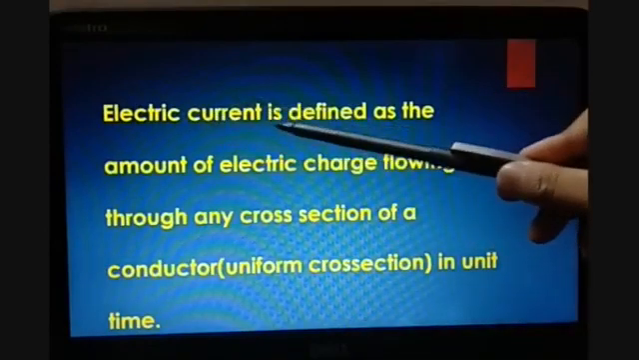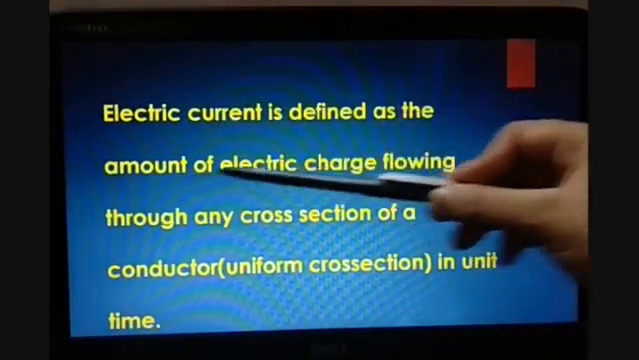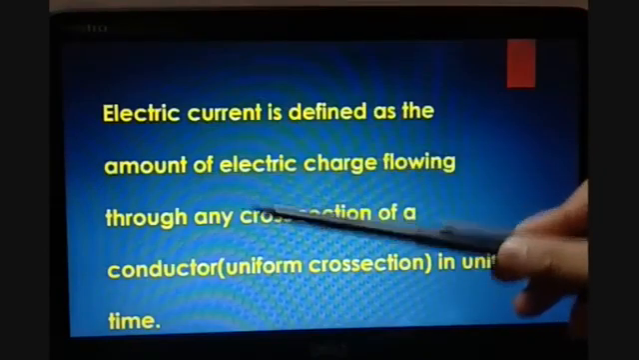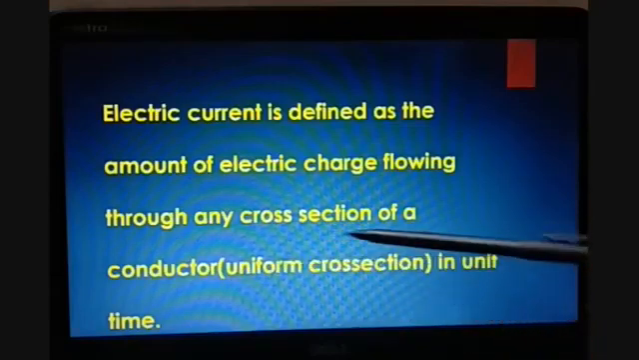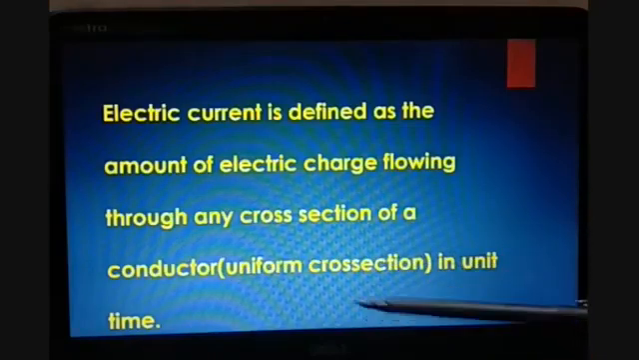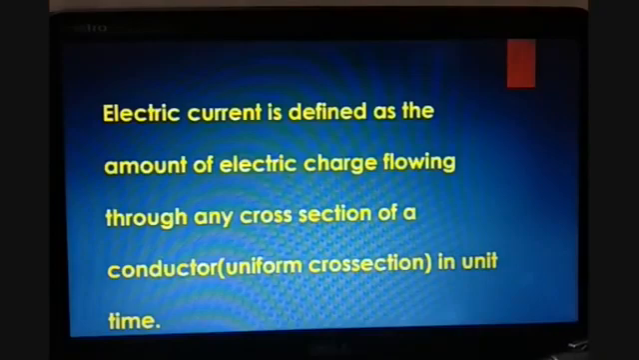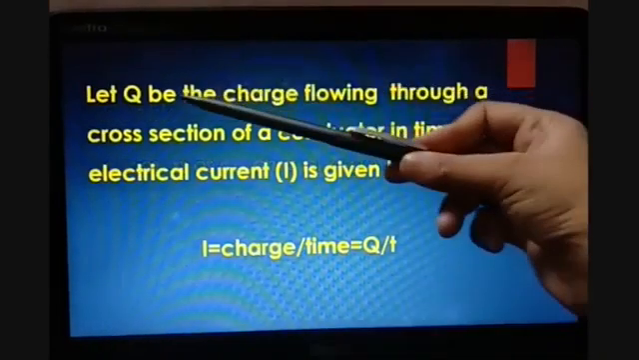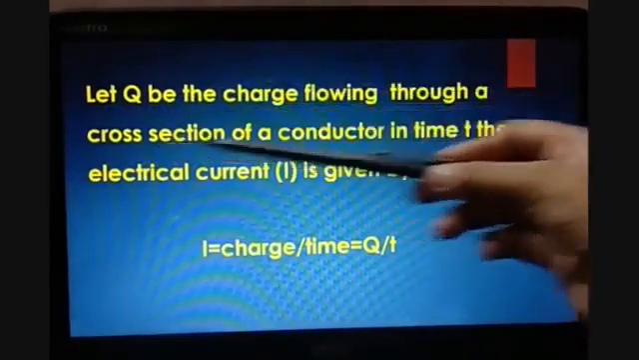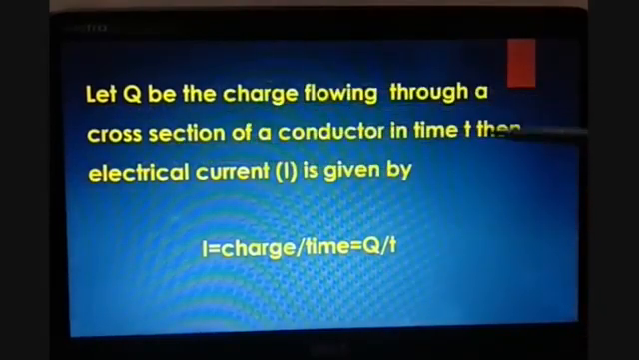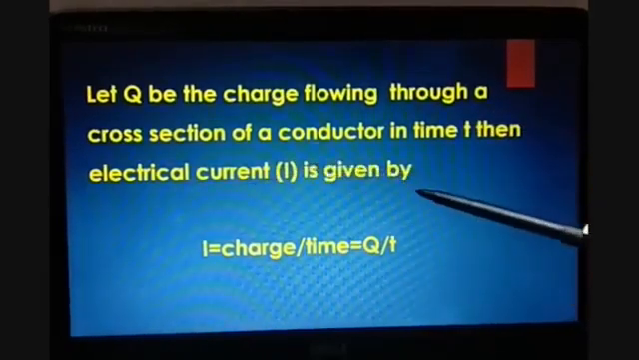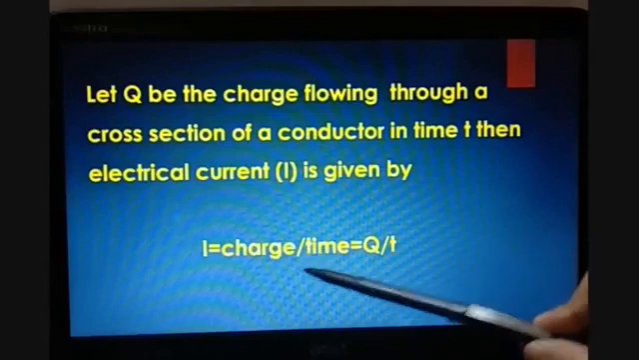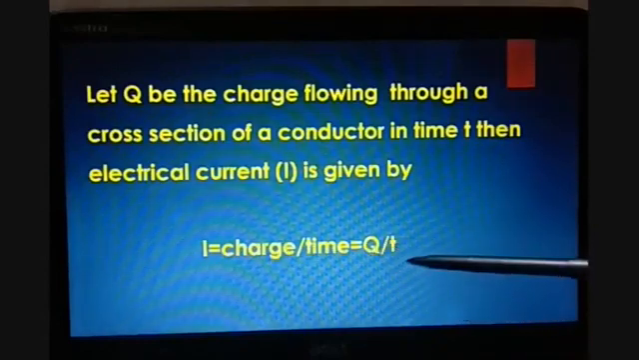Electric current is defined as the amount of electric charge flowing through any cross section of a conductor having uniform cross section in unit time. It can be given with the help of a mathematical formula: if Q is the charge flowing through a cross section of the conductor in time t, then the electric current, denoted by I, is given by I = Q/t, that is, charge upon time.